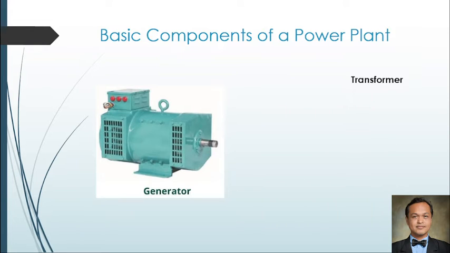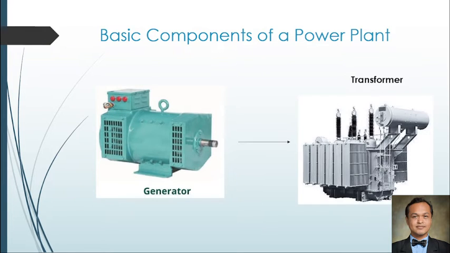And after the generator, the electricity will now be transferred to a transformer, either to step it up or to step it down. But mostly, the transformer after the generator is being stepped up so that it will reach the voltage requirements on the grid. So it depends on the voltage produced by a generator.